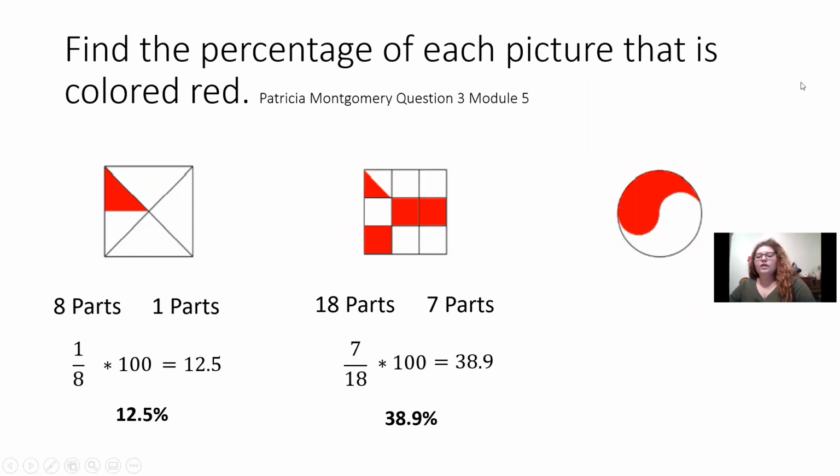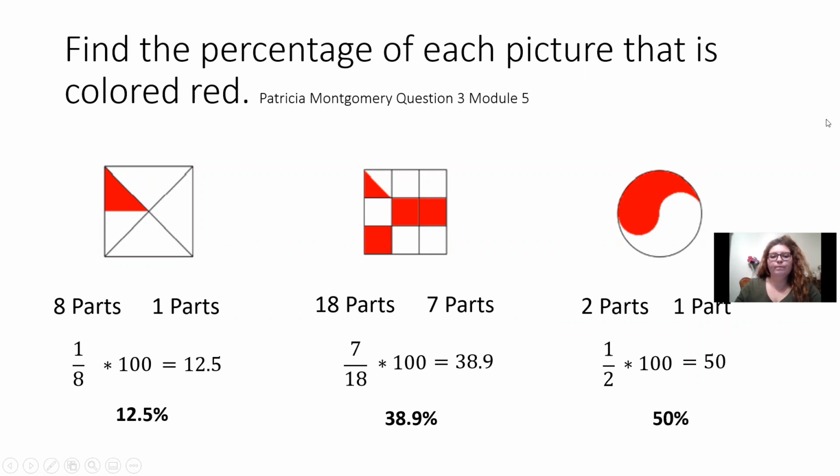Now, this last one is kind of cool because we're used to all these squares, triangles, all these geometric shapes that are very precise. This one has this cool squiggly line, the yin yang sign, but we know by looking at it that these 2 parts are still equal. Since we have 2 parts and one of them is shaded in, we know half of our circle here is shaded, which would be 50%.